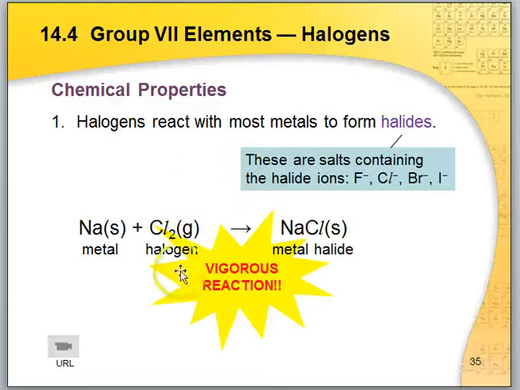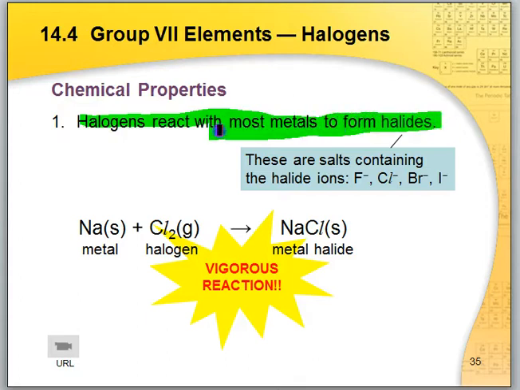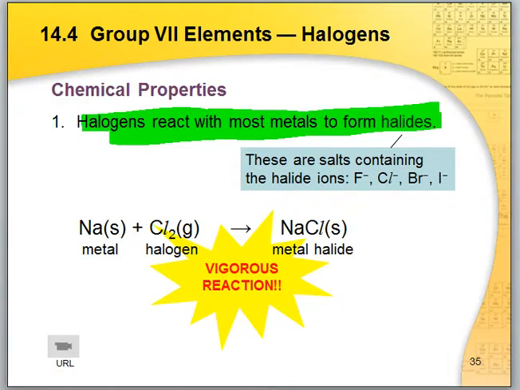Okay, now, what's going to happen here is that you can see the reaction between sodium and the halogen to form your metal halide is a vigorous reaction. So the first chemical property is that halogens will react with metals to form halides. Just take note, halides are actually your salts.